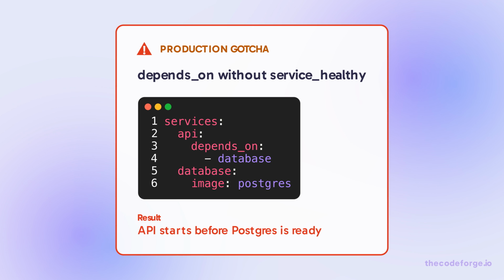Depends_on without condition: service_healthy only waits for the container to start, not for the process inside to be ready. Postgres takes seconds to initialize. Your API will crash with connection refused. Always add a health check and use condition: service_healthy.